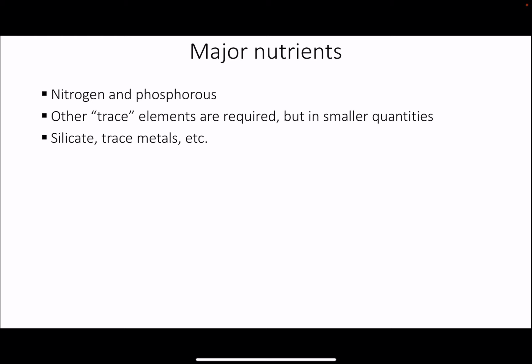The two that we tend to think of as being the most important, the major nutrients, are nitrogen and phosphorus. But there are lots of other things known as trace elements that are required in smaller quantities than nitrogen and phosphorus. Other important ones include silicate for certain things such as diatoms, and then a lot of trace metals. Just like we need trace metals, the biology in the ocean needs trace metals. So when you talk about major nutrients, you're really talking about quite a few different things that are used in different ways by different species and are required in different concentrations.